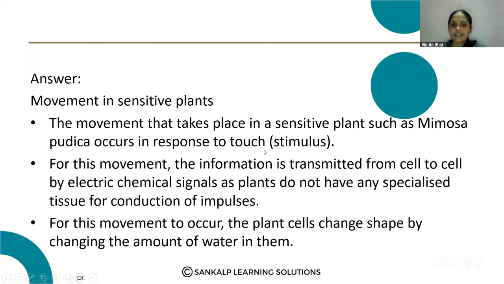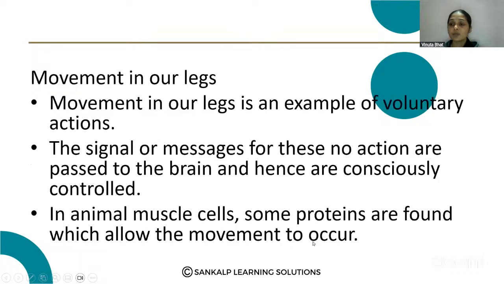The movement that takes place in the sensitive plant, that is in the Mimosa pudica, occurs in response to touch. For this movement, the information is transmitted from cell to cell by electrochemical signals. For this movement to occur, the plant cells change shape by changing the amount of water. But movement in our legs, what is the difference?